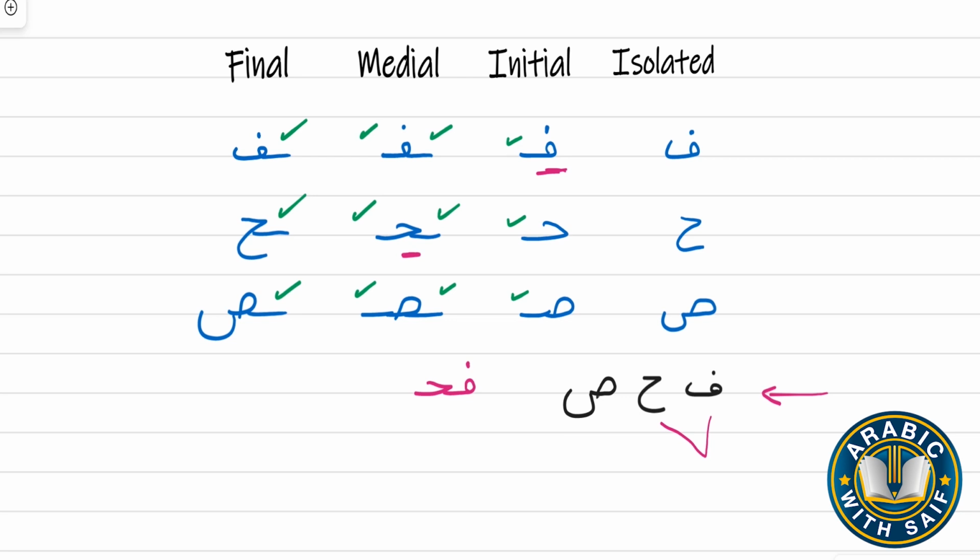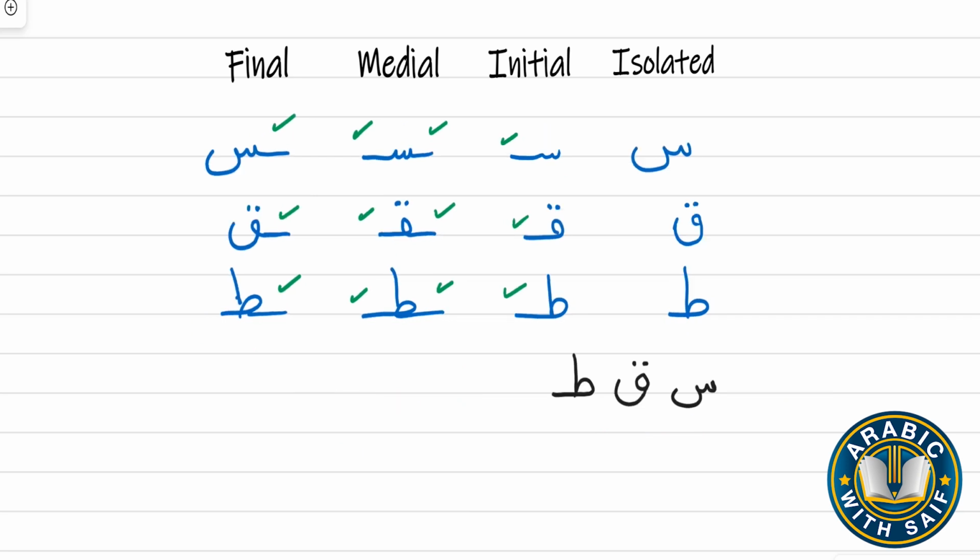Second, check the relation between Ha and Sad. If Ha in the middle, it can connect to any letter after. And Sad at the end can connect to any letter before. So both will get connected. And this will be the final form for this word. Let's read it. Fahas. Fahas means to examine.